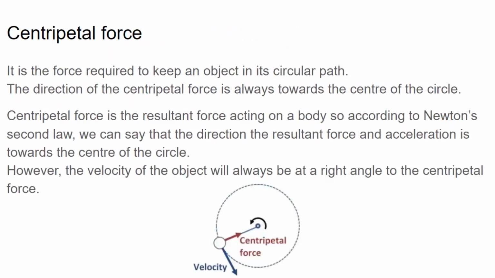Next, we learn about the centripetal force, which is the force required to keep an object in its circular path. The direction of centripetal force is always towards the center of the circle, and the centripetal force is the resultant force acting on a body. So according to Newton's second law, we can say that the direction of the resultant force and acceleration is towards the center of the circle. However, the velocity of the object will always be at a right angle to the centripetal force.